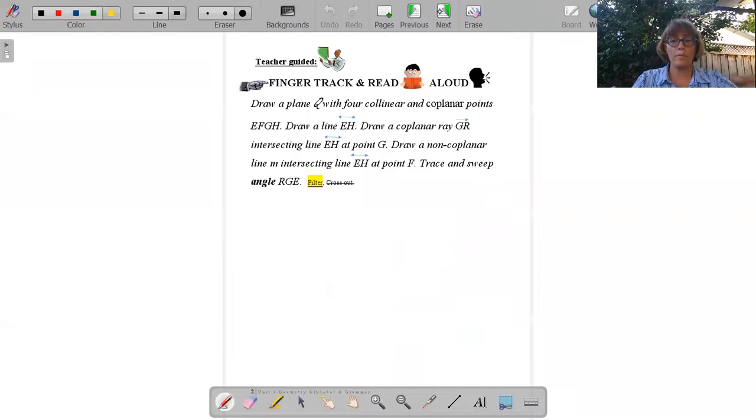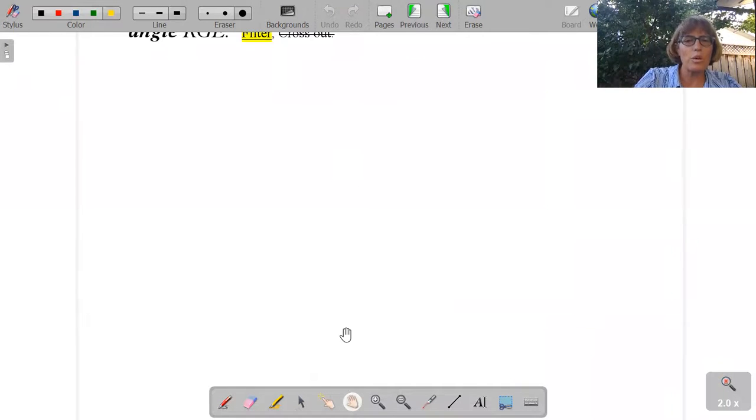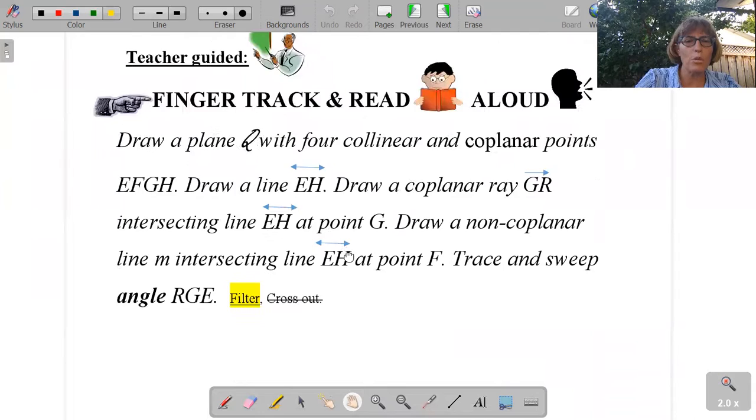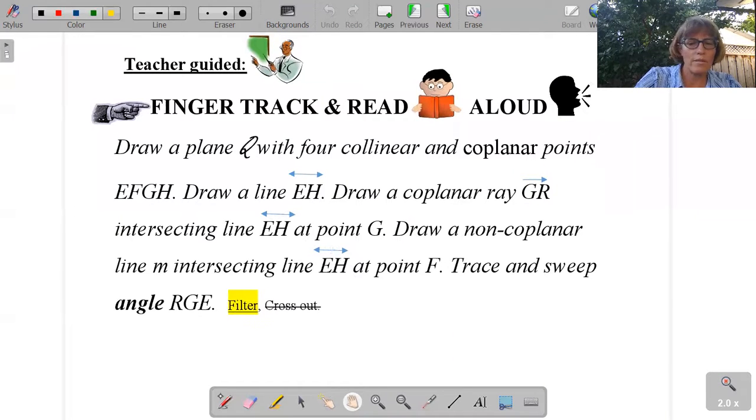Taking a look here. It is very important that you always read with 3 body parts 3 times. So when you read this problem, step number 1, you put your finger here, and you read with your lips moving and your eyeballs. Ready? Finger on the paper.